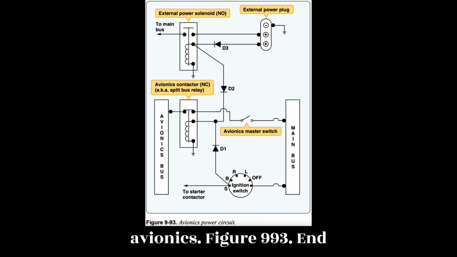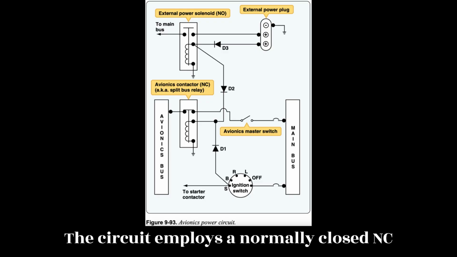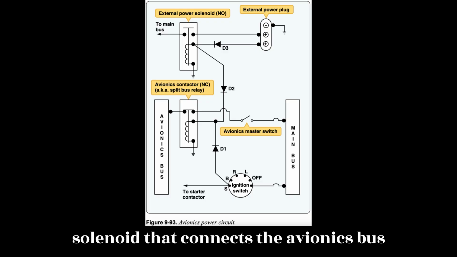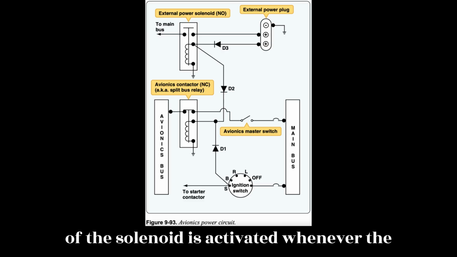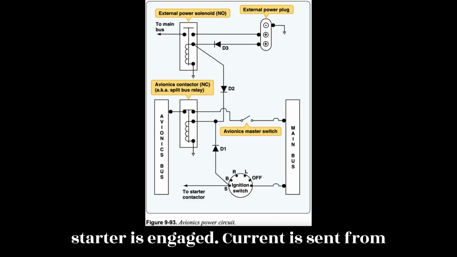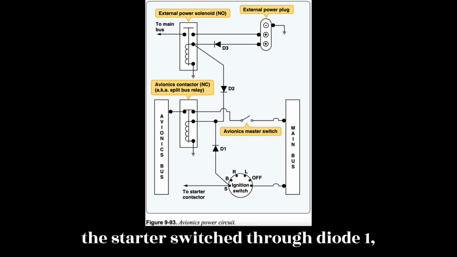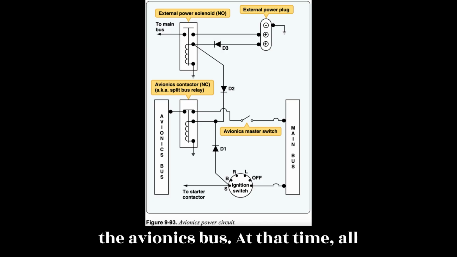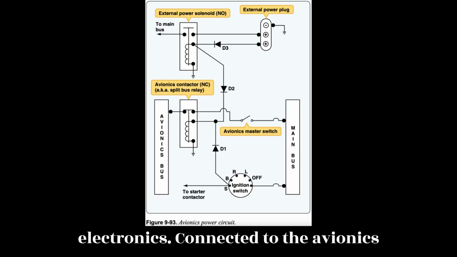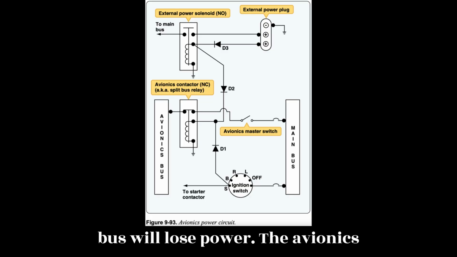Figure 9.93. The circuit employs a normally closed (NC) solenoid that connects the avionics bus to the main power bus. The electromagnet of the solenoid is activated whenever the starter is engaged. Current is sent from the starter switch through diode D1, causing the solenoid to open and depower the avionics bus. At that time, all electronics connected to the avionics bus will lose power.